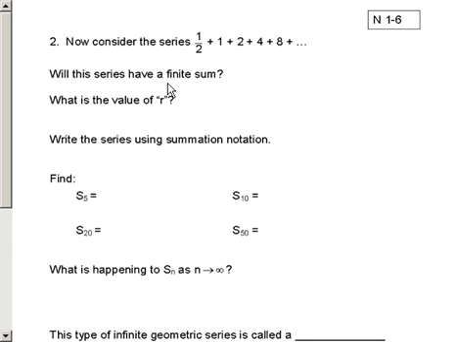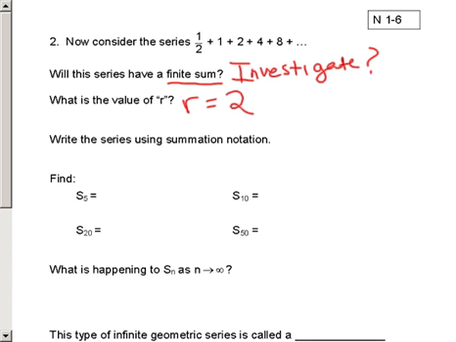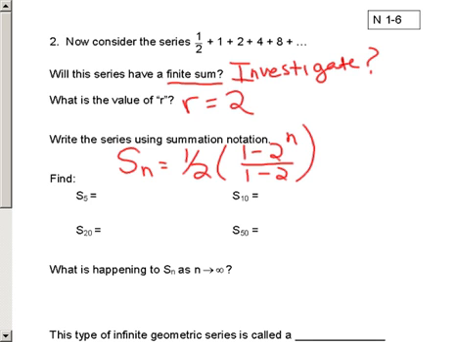And let's look at this one. Does it have a finite sum? We're going to investigate because we don't know. Well, what's R? R is 2. 1 divided by 1/2, you flip and multiply. And so we're going to have Sn equals 1/2 times 1 minus 2 to the n over 1 minus 2. So this bottom number will just always be negative 1. So nothing really cancels out this time.